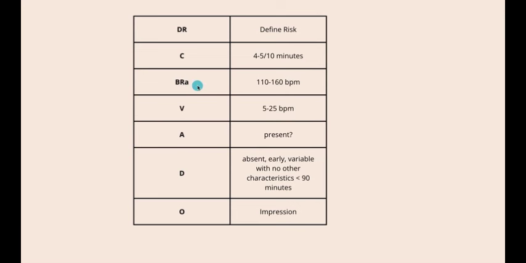Baseline rate is the BRAV, and that's 110 to 160 beats per minute. Variability is 5 to 25. Accelerations, are they present? And D is, are there any decelerations? Are they absent, early, variable? And we've talked a little bit about those already. And then finally, overall, what is the impression, whether it's reassuring or not?